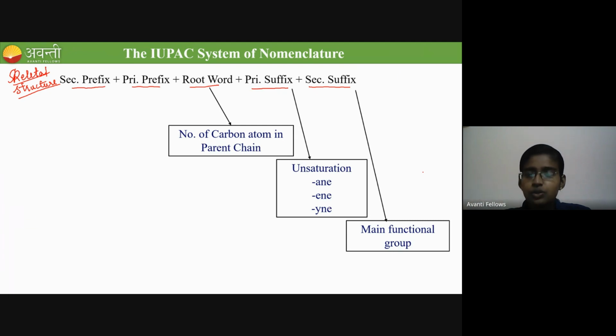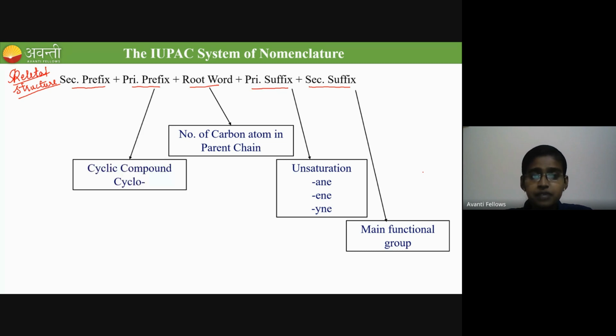I'll tell you how to give the suffix and what are the suffix for corresponding functional groups in the upcoming slides. Okay. So mainly all the functional groups will be your secondary suffix. Got it? Hydrocarbon part will be the primary suffix and the functional group will be your secondary suffix. Now, who are the primary prefix? It can be your cyclic compound. Like in the last class, we have discussed, no? Cyclopropane, cyclopentane, cyclohexane. So if the compound is cyclic, you have to use the primary prefix.